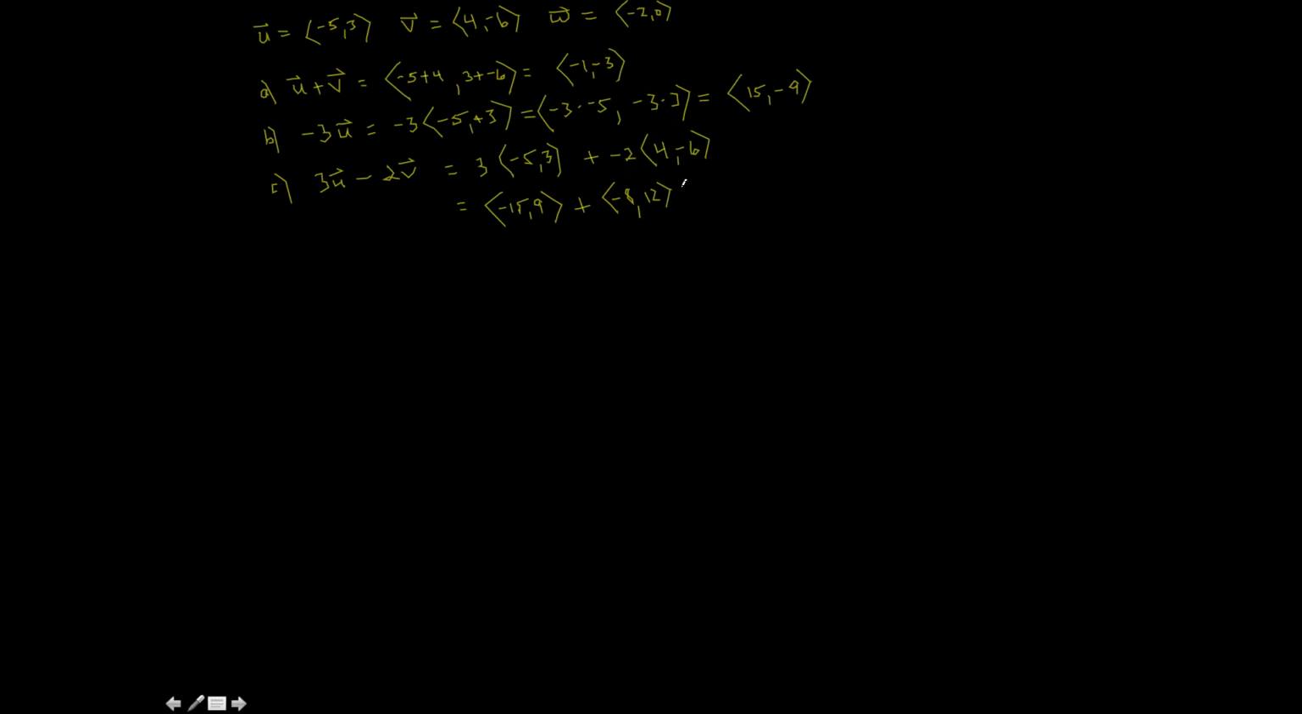All right, so when you get to this point, you're done with the scalars. So now you can just add. Negative 15 plus negative 8 is going to be negative 23. And 9 and 12 is going to be 21. So there's my vector. Hopefully that makes a lot of sense to you. Hopefully it's pretty easy, and we'll be able to knock this out pretty quickly with these kind of problems.